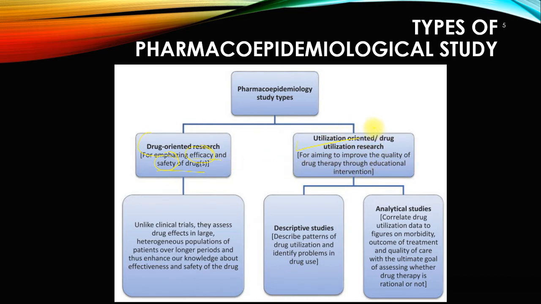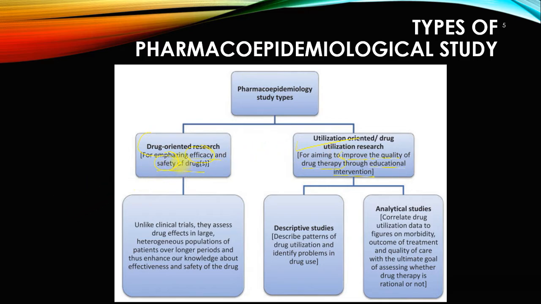And the utilization oriented or drug utilization research is aimed at improving the quality of drug therapy through educational intervention. Okay, so what we want over here is to improve the quality of drug therapy. How to improve the quality of drug therapy? By providing education to the prescribers. Okay, so if prescribers are educated well regarding the drug usage, then we can achieve maximum therapeutic effect and minimum side effects or adverse events.